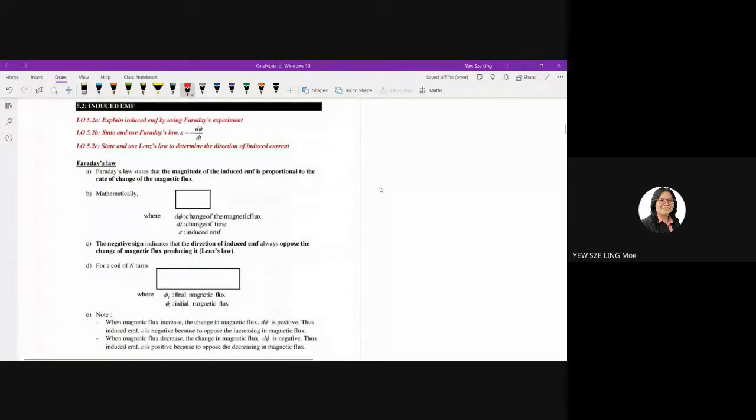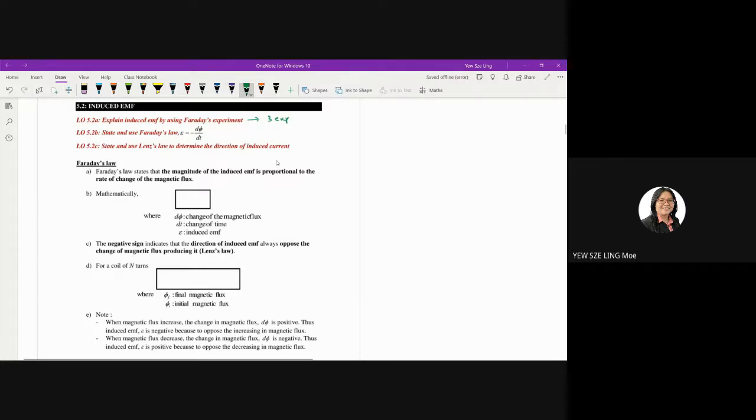So 5.2, induced EMF. Just now we were looking at magnetic flux. Why is it important? Because magnetic flux will tell us whether there is an induced EMF or not. In 5.2, explain induced EMF by using Faraday's experiment. In this subtopic, we're going to go through 3 experiments today, and then state and use Faraday's law, and state and use Lenz's law to determine direction.